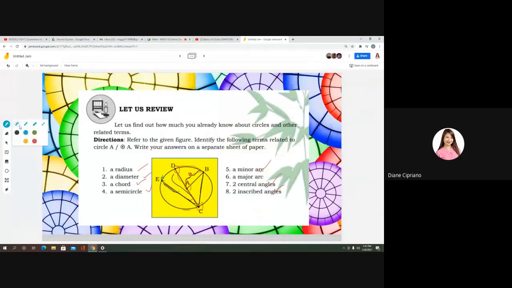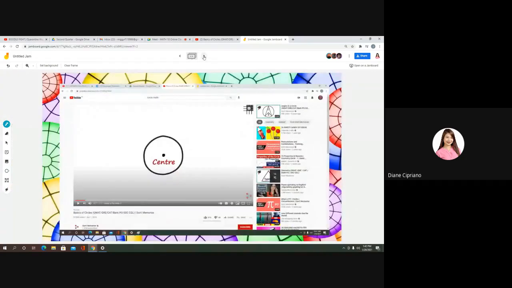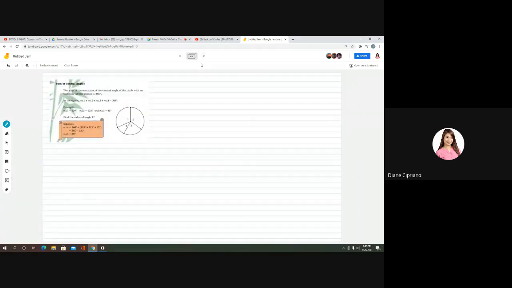So for our radius, we can rename it as radius DA or AC. So that's all. We are already done with our review part, so we're done watching this basics of circles. And now let us proceed. We only have 8 slides, so our lesson for this afternoon is very short. All you need to do is just cooperate and listen.